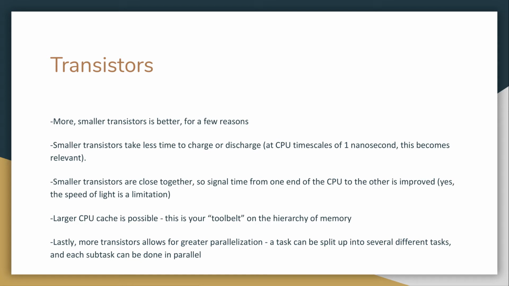So more transistors is better, and there's a few reasons why this is. If you have a smaller transistor, it takes less time to react, because every electronic component has a small capacitance, and transistors also have a capacitance. And so if you have a higher capacitance, a bigger transistor, it'll take longer to charge, and so it'll take longer to react. So if you have a smaller transistor, you have a smaller capacitance, and it'll be a quicker reaction time.